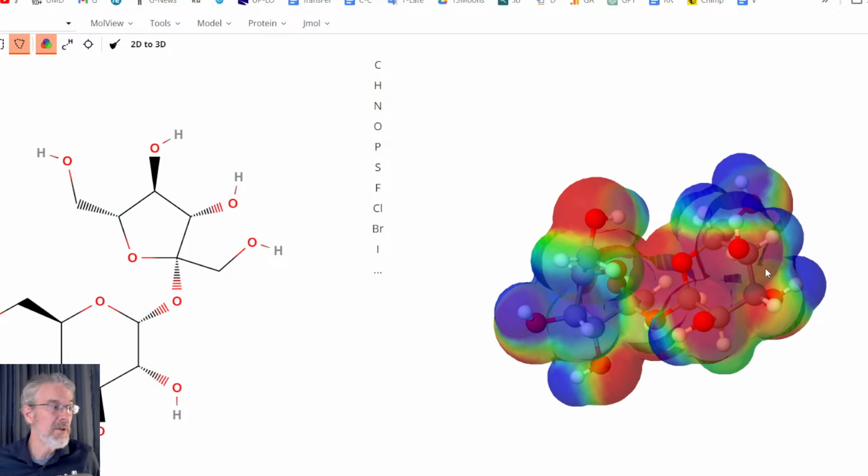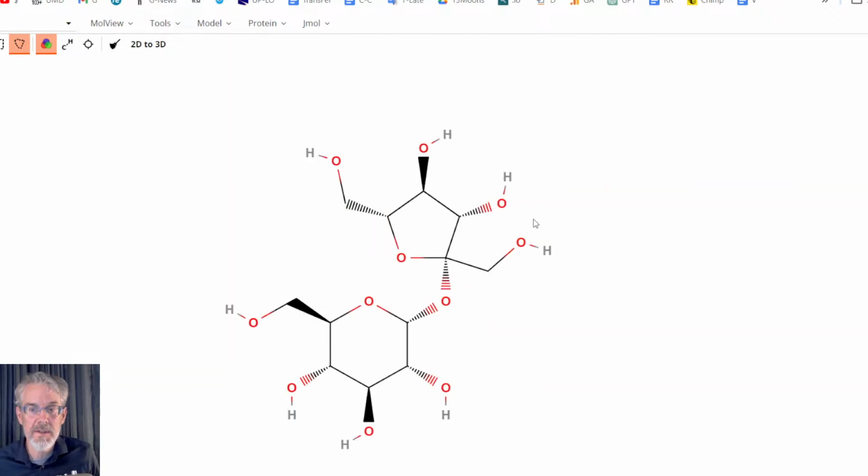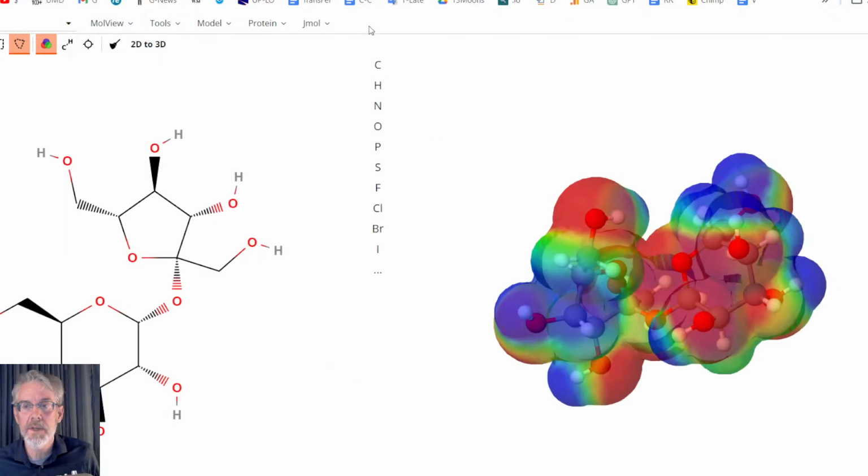So I'd recommend that you go to MoleView and look at some of these molecules. Look at them in 2D first and think about whether they're polar, then go over to 3D, make sure you have the surface on, and you can see whether they're actually polar by looking at it. I think that's about what I'm going to do tonight.